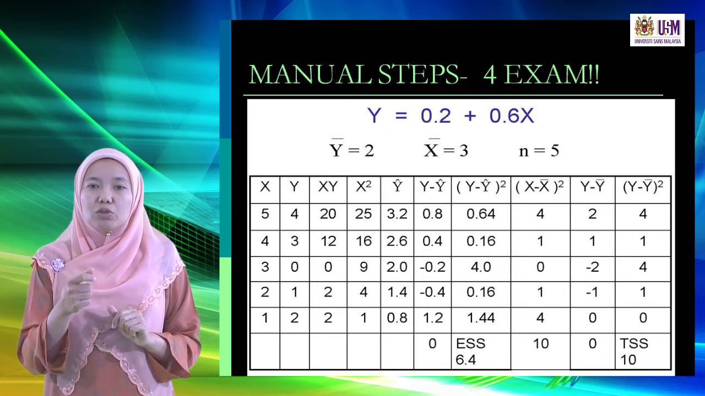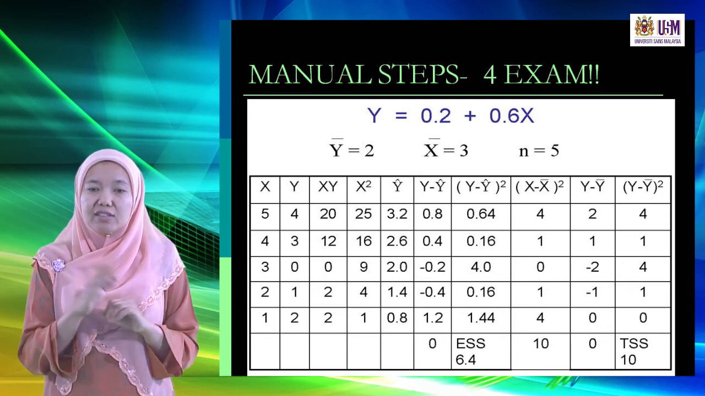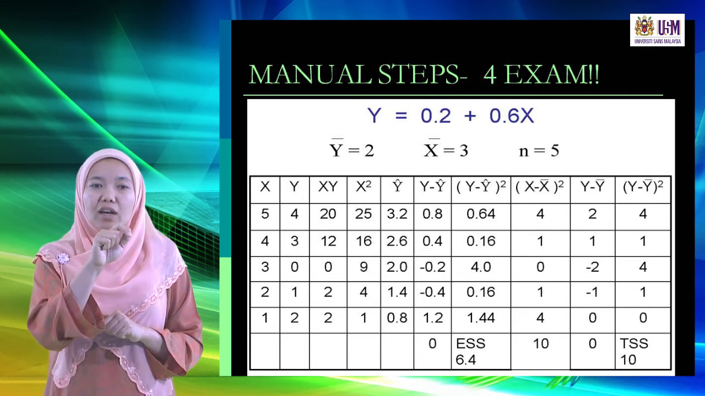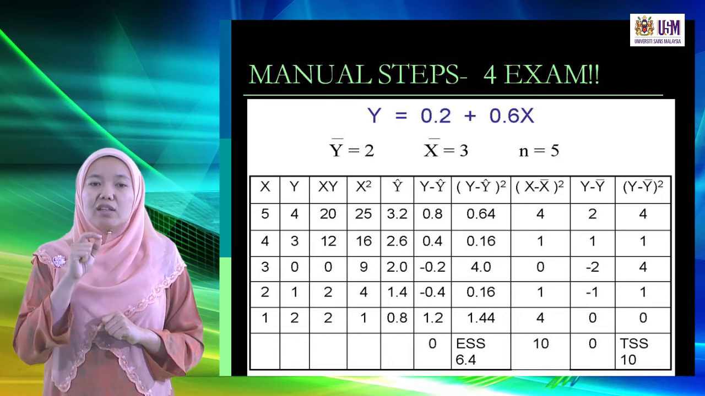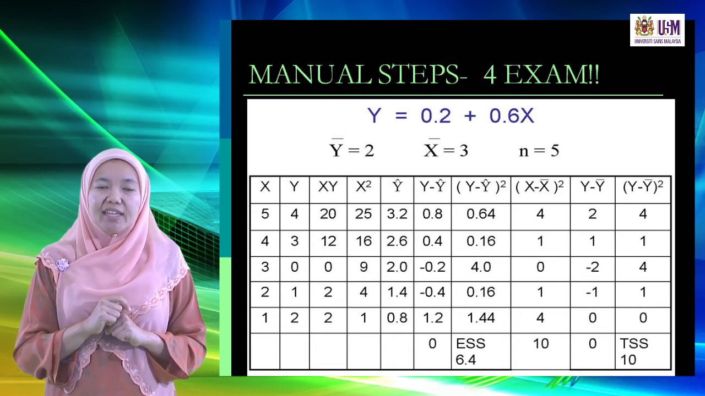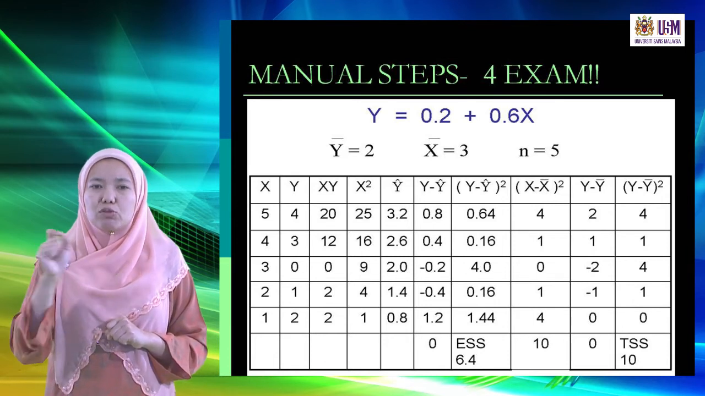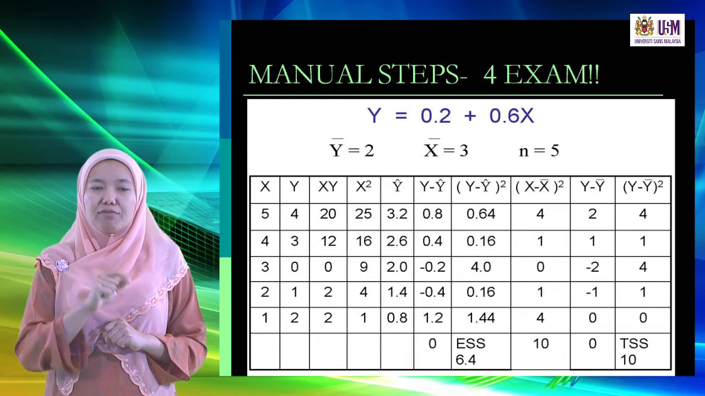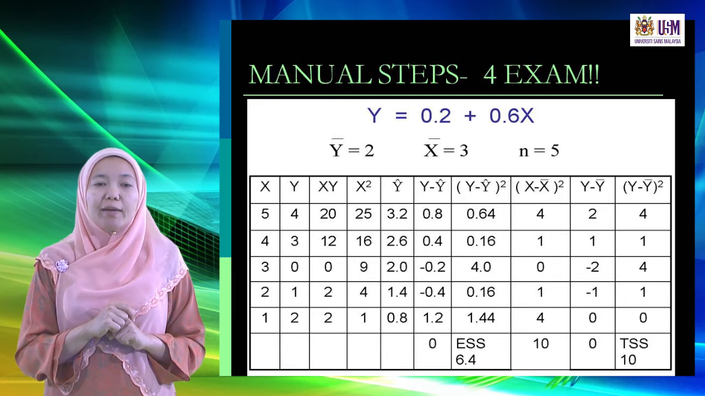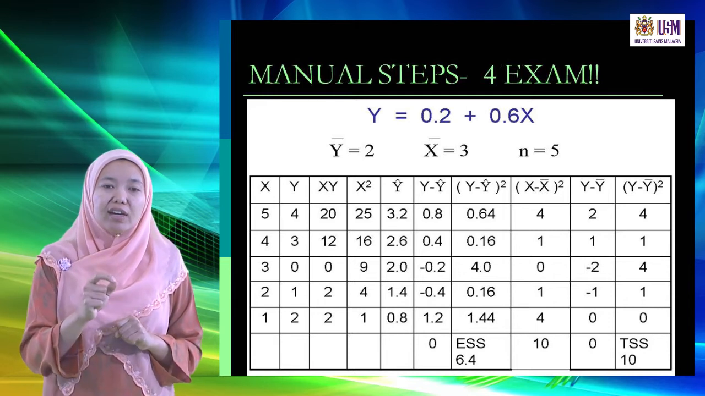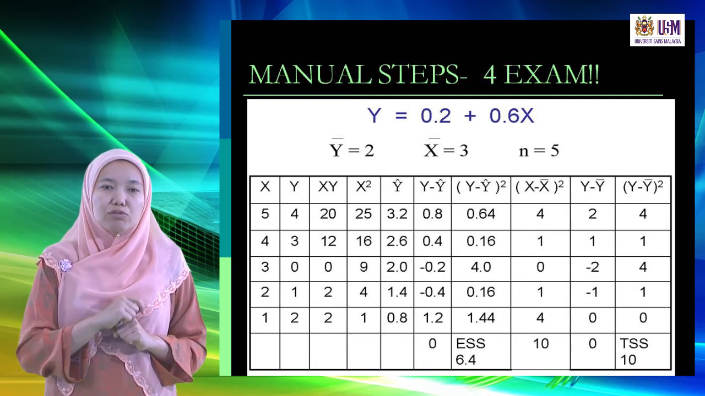What you need to do is fill in these tables. You have the x value and y value. First, find the value of x multiplied by y, which is the third column from the left. 5 times 4, you get 20. 4 times 3, you get 12, and so on. In the fourth column, you calculate x squared. In this case, x is 5, squared is 25. 4 squared, you get 16, and so on.